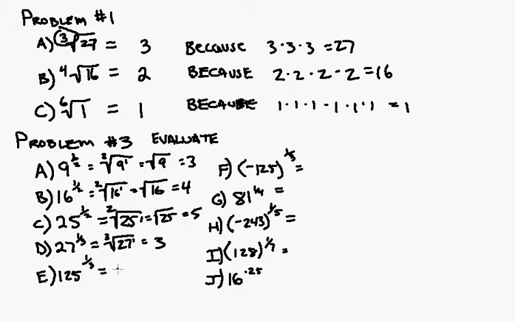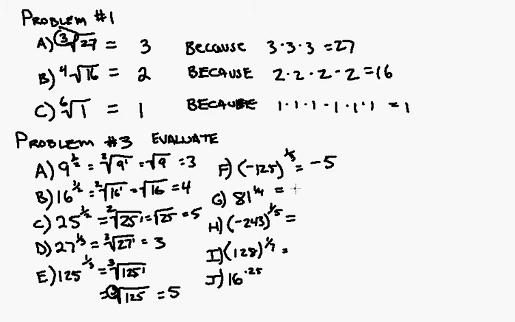Here, 125 to the 1/3 is the same as 125 to the first, 3rd root, which is just the cube root of 125. What number could I use as a factor 3 times that when multiplied will equal 125? The answer is 5. Here, this is asking the same question, but you notice it's negative 125. The answer here would be negative 5.